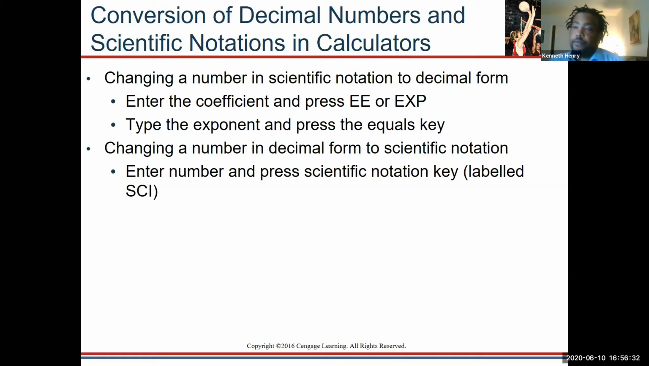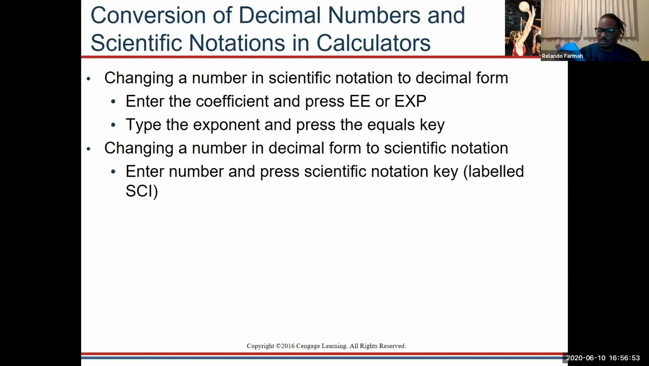How many of you guys have your cell phone? Or a calculator available? Anybody have a calculator available? Calculator? Yes. Okay, so pull out your calculator, or your cell phone, and go to your calculator app. Okay, how many of you guys have an iPhone? Everybody have an iPhone or an Android?